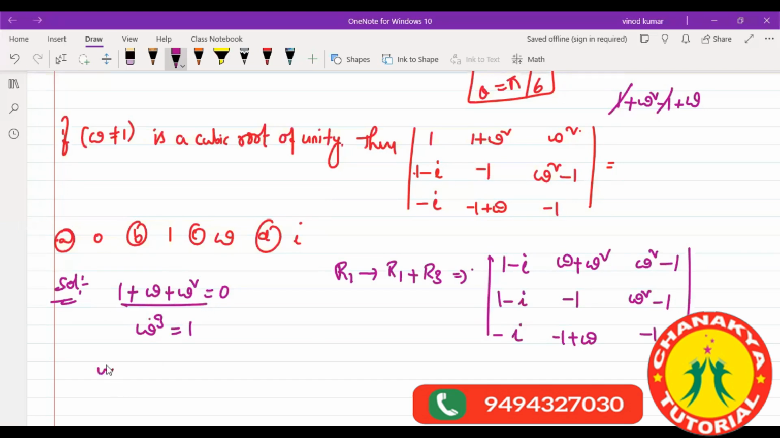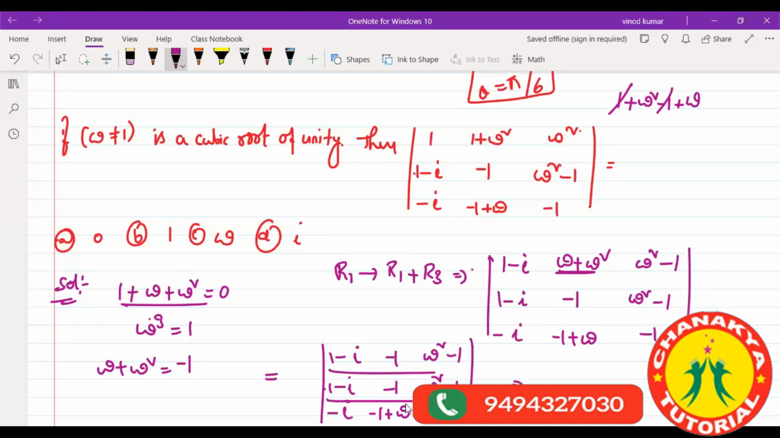From this, omega plus omega square value is minus 1. We put minus 1 in place of omega plus omega square. Then the first row is 1 minus i, minus 1, omega square minus 1, and the second row is 1 minus i, minus 1, omega square minus 1. In a square matrix, if any two rows or any two columns are equal, then the determinant value is 0. Here the first row and the second row are equal, so the determinant value is 0. Option A is correct.